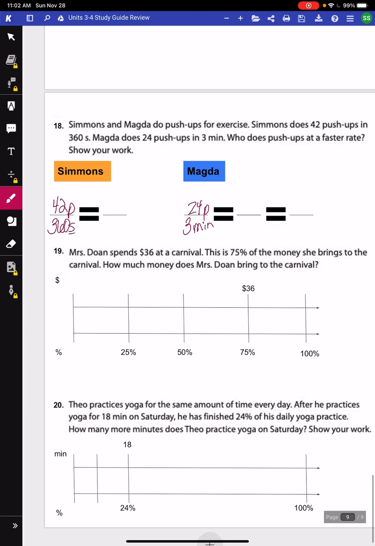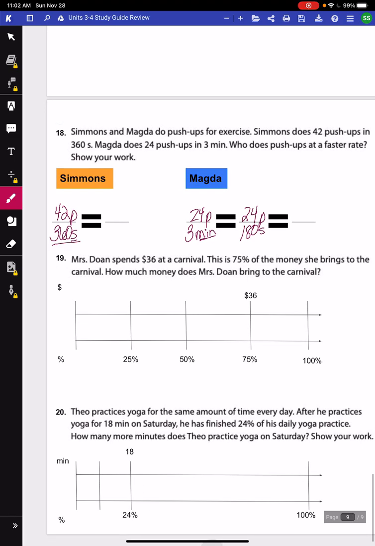Well, we can't compare seconds to minutes. So let's change our minutes over to seconds. Well, 1 minute equals 60 seconds. So 3 minutes gives us 180 seconds. So it's still going to be 24 push-ups. Now, I want to work my way up to 360 seconds from 180. So what do I do to 180 to get 360? Well, I know 180 times 2 gives me 360. So multiply by 2. What do I do to the bottom? Do the top. So 24 times 2 gives me 48 push-ups in 360 seconds.